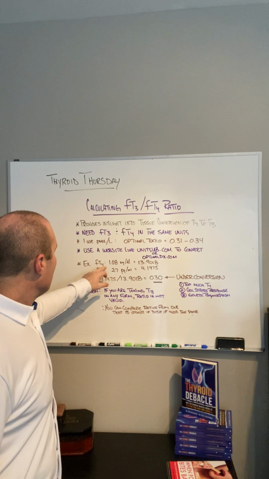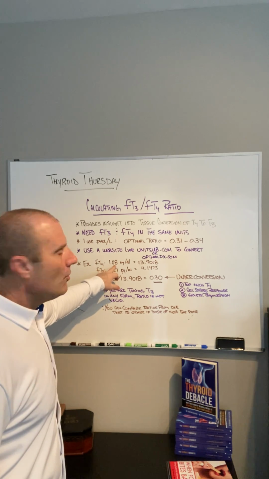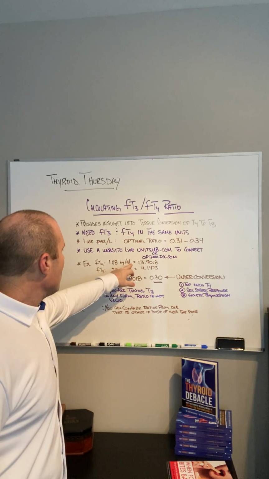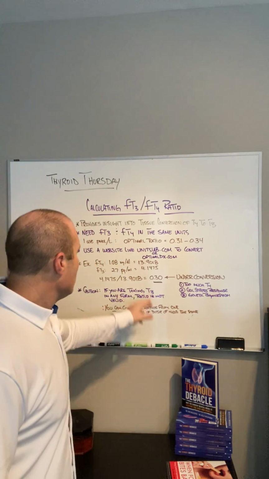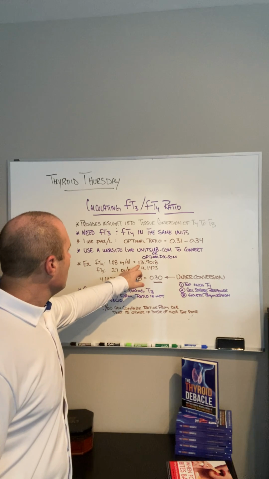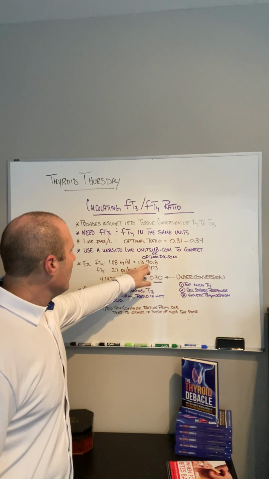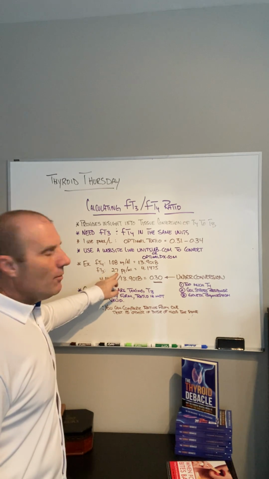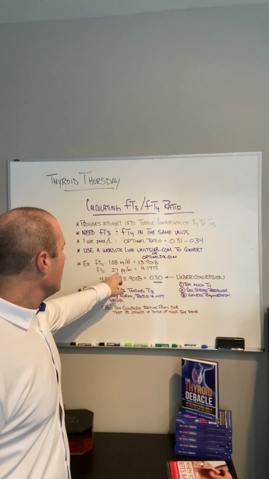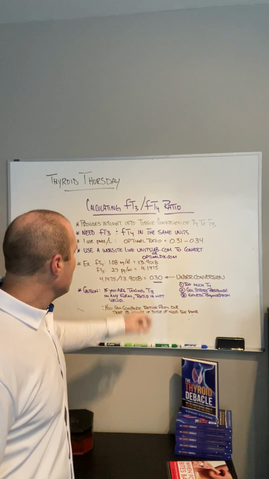Here's an example. fT4 in a US lab is in nanograms per deciliter, 1.08 nanograms per deciliter. Some people would say that's in the optimal range. In picomoles per liter, it's 13.9018. For fT3 in the US, this one is 2.7 picograms per milliliter.